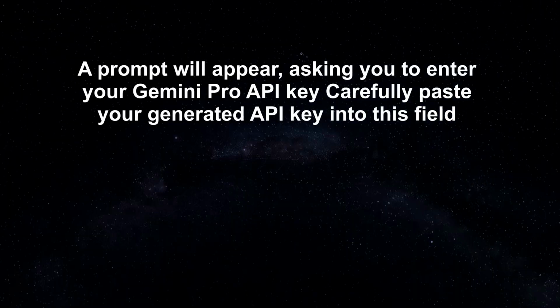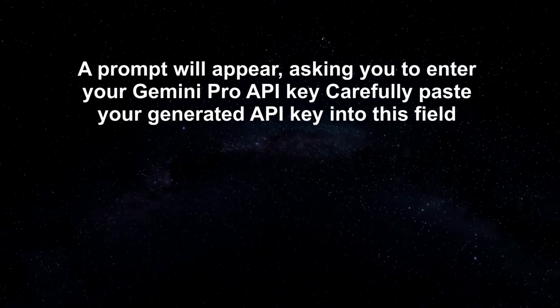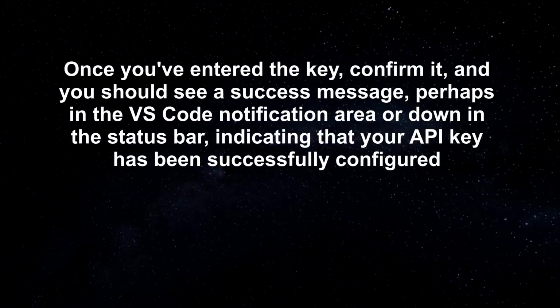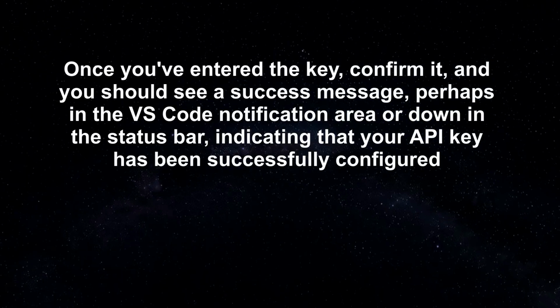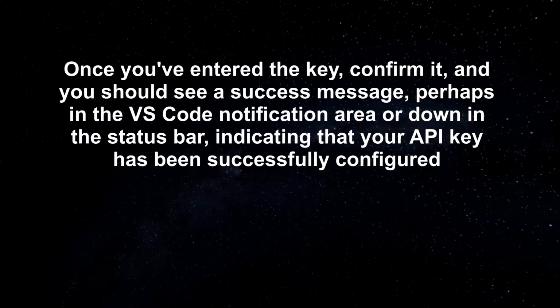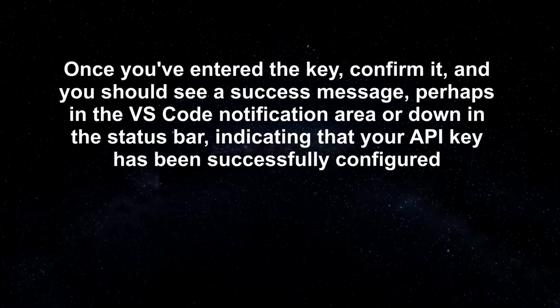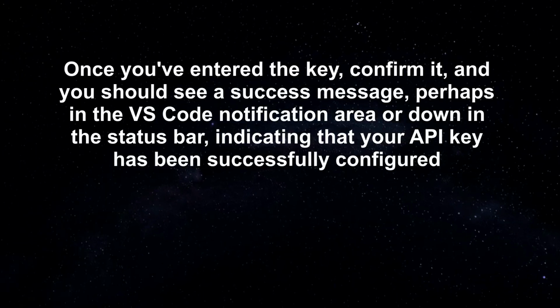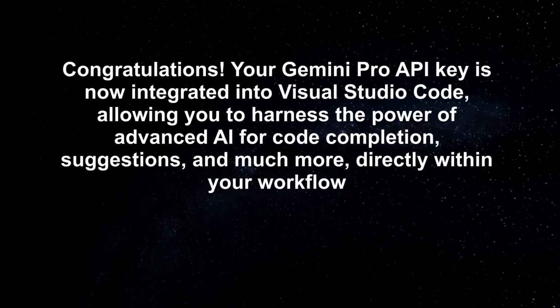Carefully paste your generated API key into this field. Once you've entered the key, confirm it, and you should see a success message, perhaps in the VS Code notification area or down in the status bar, indicating that your API key has been successfully configured.